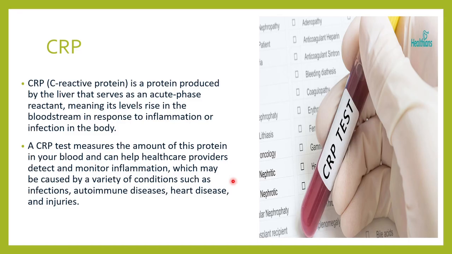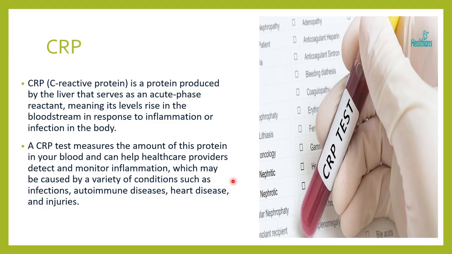We have discussed acute phase reactants, and one of the proteins produced during this acute phase of inflammation, tissue injury, or infection is C-reactive protein. C-reactive protein is one of the most commonly ordered tests in routine practice, and the CRP test is usually used by doctors to diagnose inflammation and to monitor the disease and its treatment.